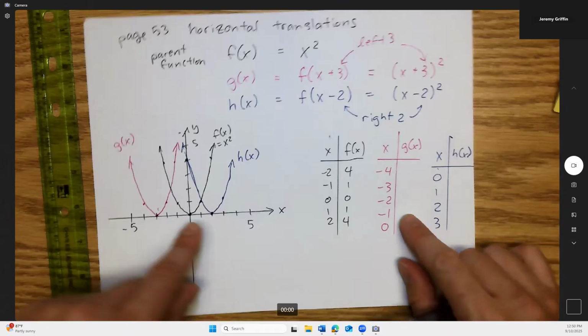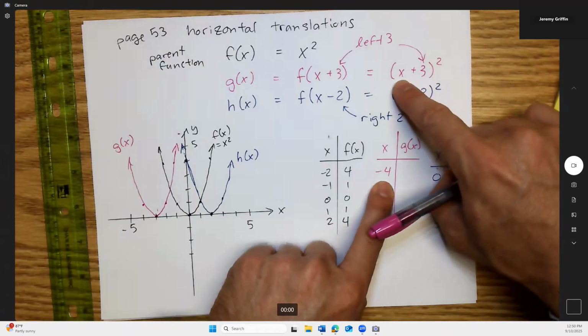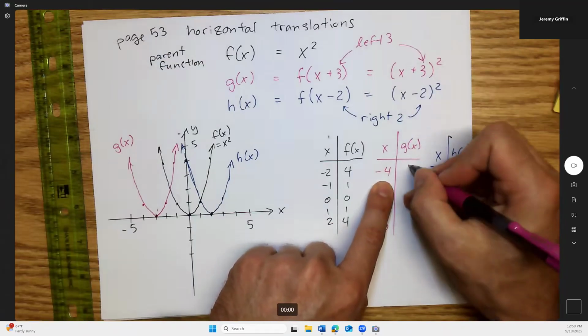All right, so see g of x. If I plug -4 in here, -4 plus 3 is -1, squared is +1.